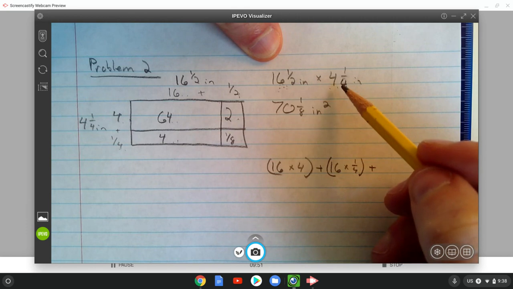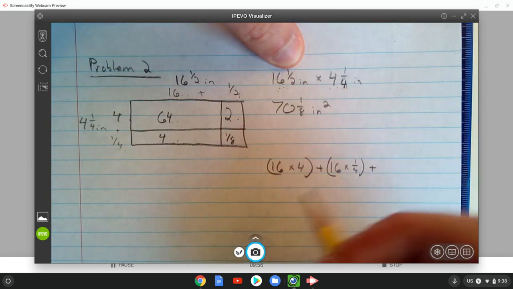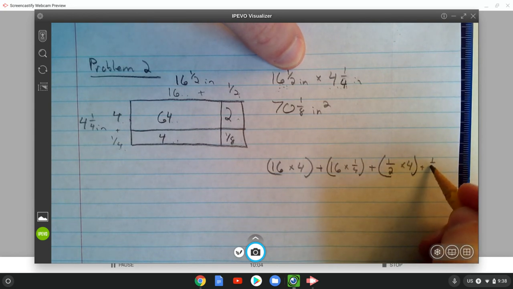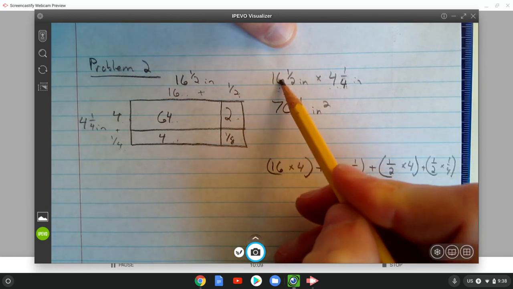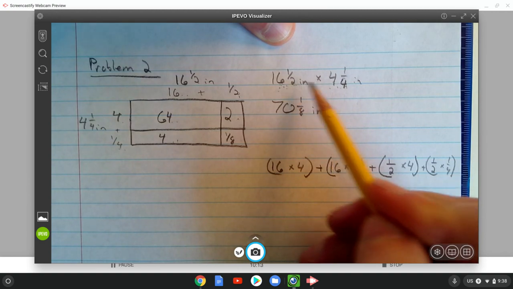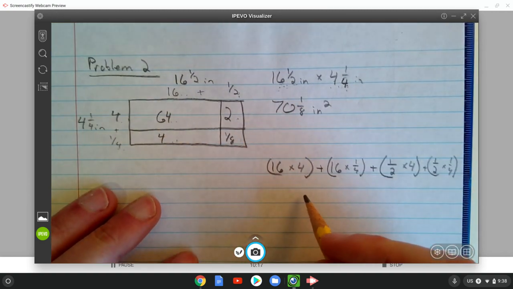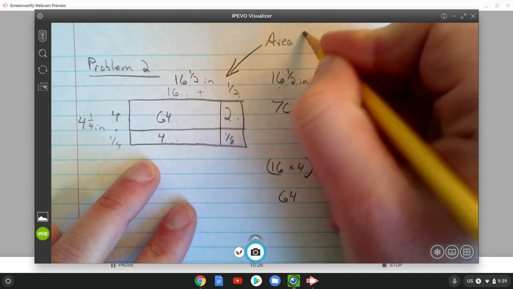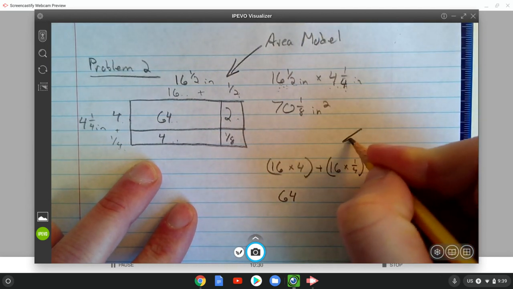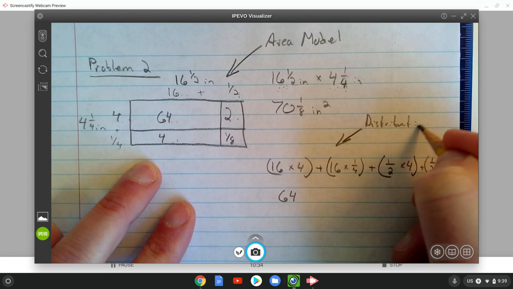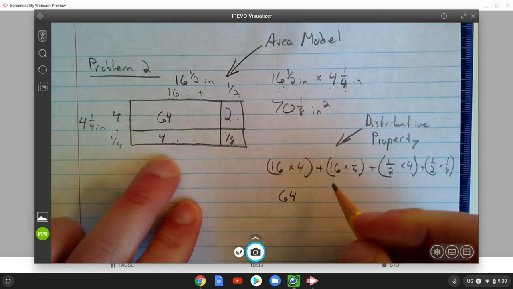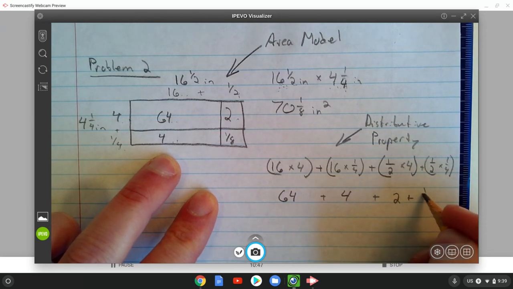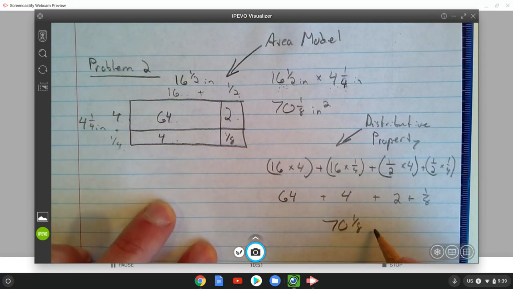16 times 4, 16 times 1/4, 1/2 times 4, plus 1/2 times 1/4. Yeah, okay. All right, which, by the way, is what we just did, right? And 64, except, so area model, distributive property. 64 plus 4 plus 2 plus 1/8. We already know, well, 70 and 1/8. And we've been doing square inches.